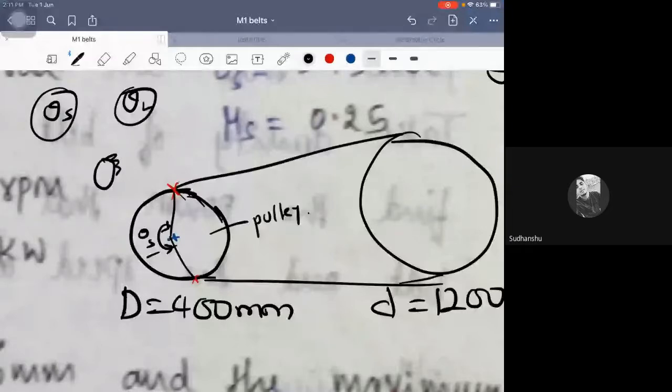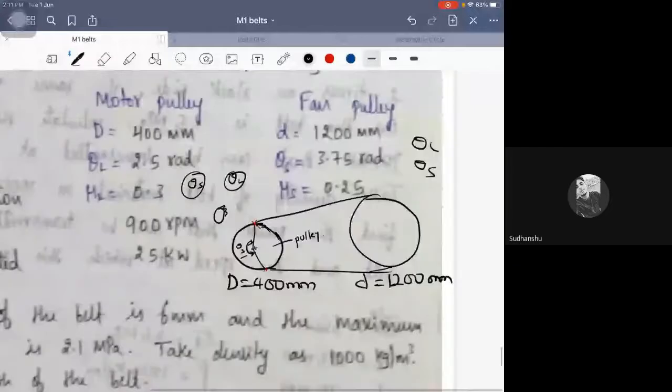Okay. So these are theta S and theta L. How much is the value of this?